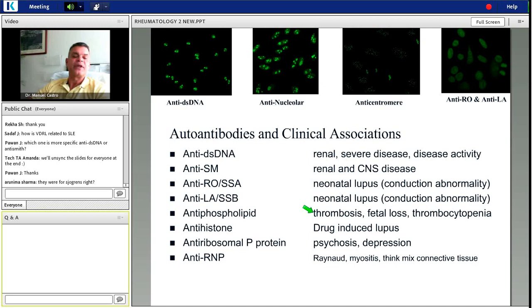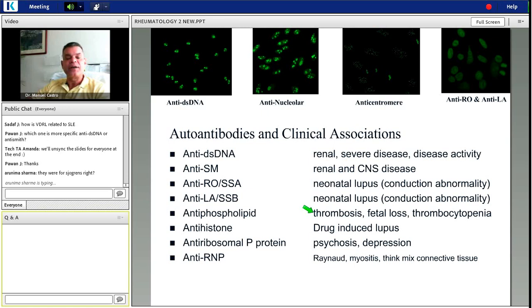Yes, anti-Ro and anti-La are also seen very frequently in Sjogren's disease, absolutely. But they're not specific for Sjogren's, because you can see them in lupus as well. Antiphospholipid antibody syndrome can cause thrombosis, fetal loss, and thrombocytopenia. Then antihistone antibody is the one related to drug-induced lupus. And then antiribosomal P protein is seen in patients with psychosis and depression. So with a psychiatric association with SLE, antiribosomal P protein, okay?